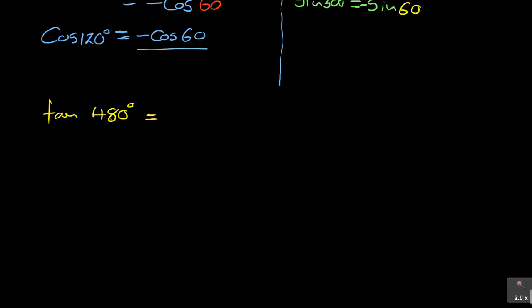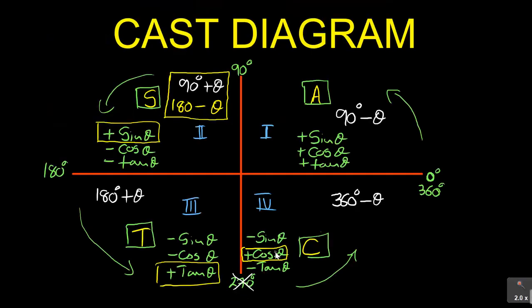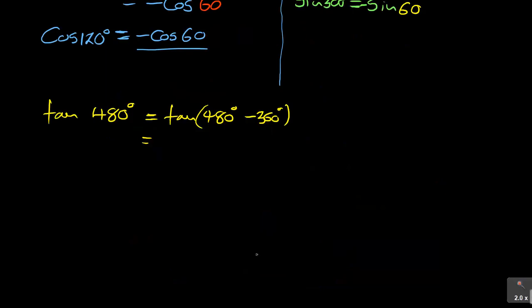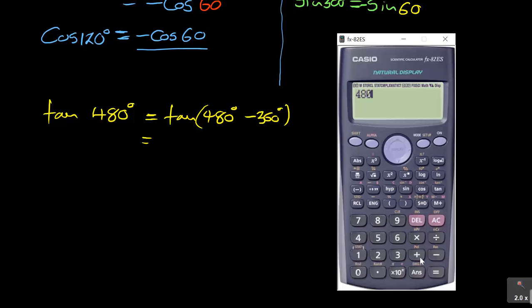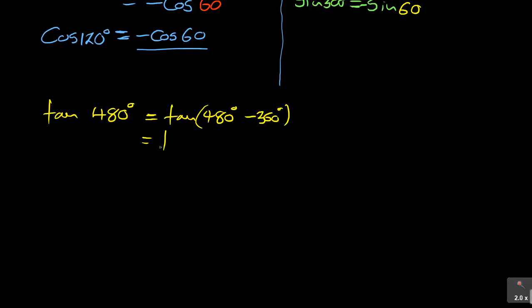So what you do is you need to subtract 360 from 480. So it will be tan of 480 degrees minus 360, which is a complete revolution. So it means you have returned to where you started from. In this case, from 0 to 360, we return to where we started from. So when you subtract, 480 minus 360 gives us 120. So what we have now is tan 120, and 120 is within our quadrants.